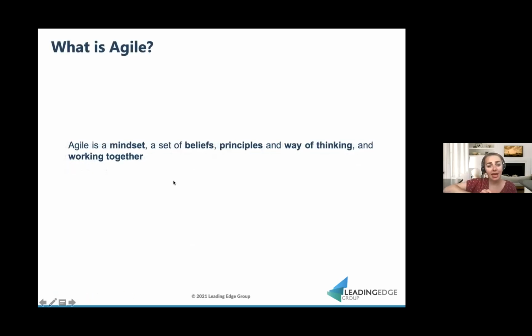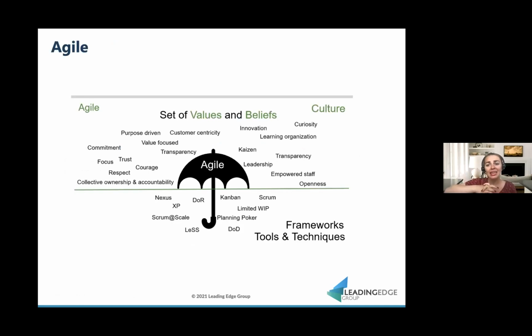So what is Agile? So first of all, Agile is a mindset. It's a set of beliefs, principles, and way of thinking and working together in a particular manner. So it's not only about tools and techniques and methodology, it's both. And Agile is a big umbrella under which you have different tools, frameworks, techniques, methodologies, and so on. And that's what you can see underneath the green line. But above that green line, there is a particular set of values and beliefs.